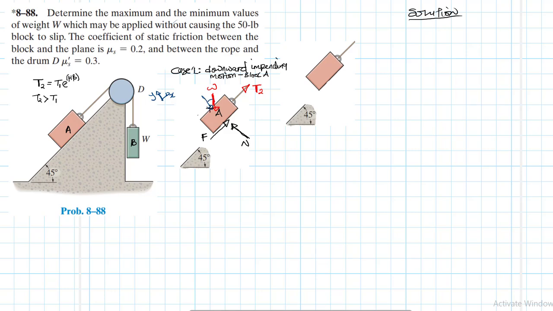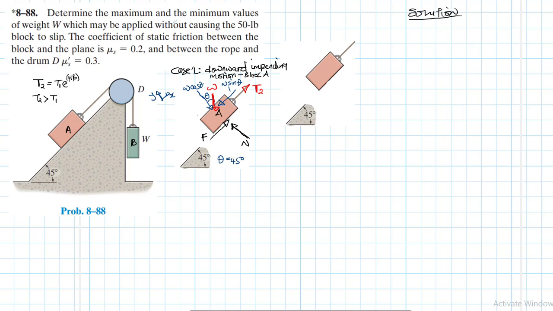This angle here is theta, and our theta is equal to 45 degrees. So this one here is going to be equal to W cos theta. Then we'll have another one in this direction like this, and this one will be W sine theta. Is that fine? Great. So we are done with this particular case.